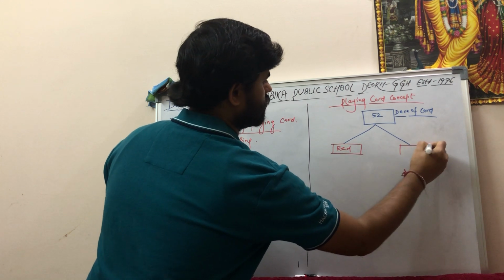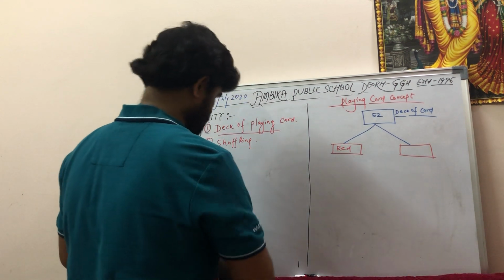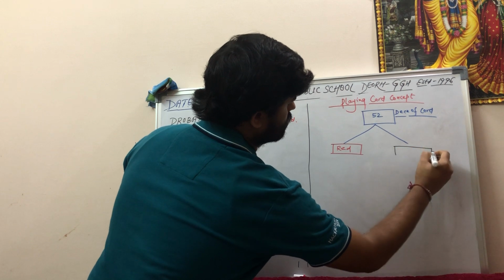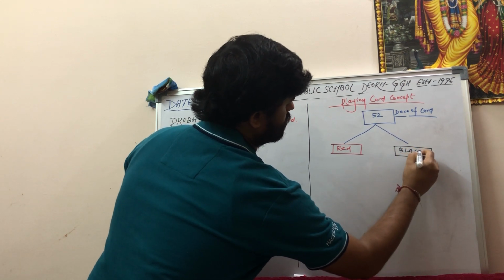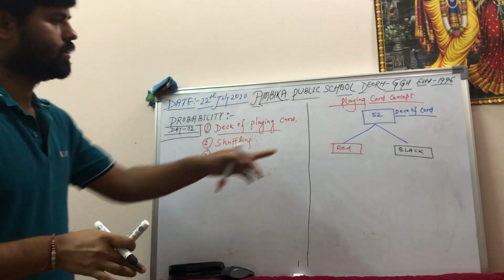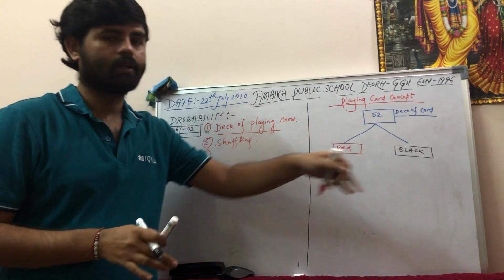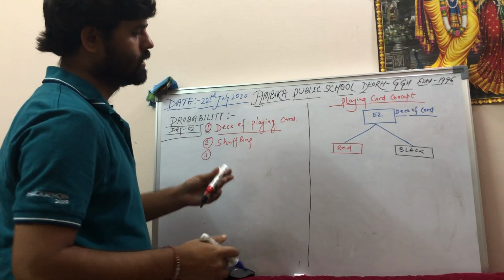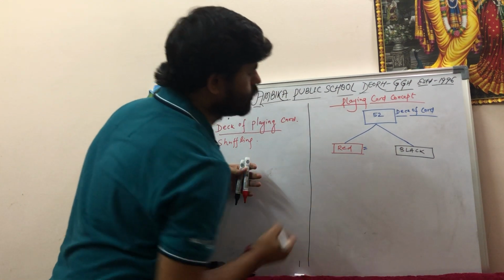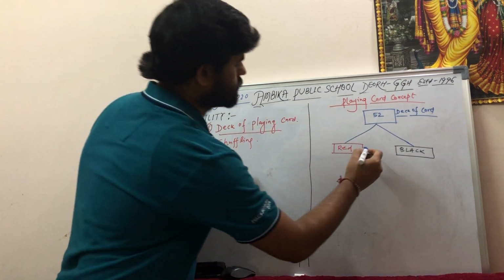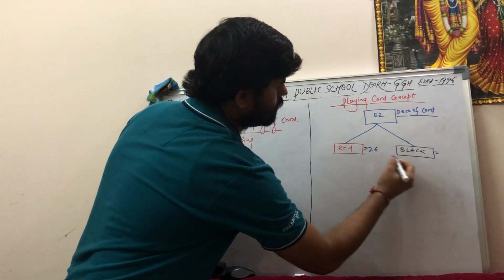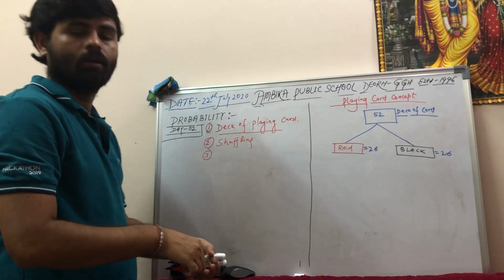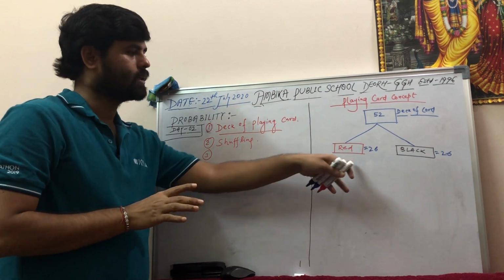Red color, black color. Because this is a 52 card deck, it is equally divided into two colors, red and black. So in the red, how many cards will be possible? 52 by 2, 26. In the black, how many cards will be possible? 26. Fine. So we can understand now, there are 26 cards in the red and 26 in the black.